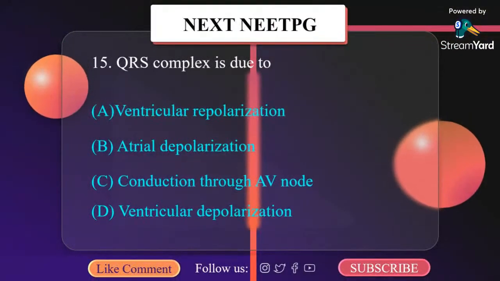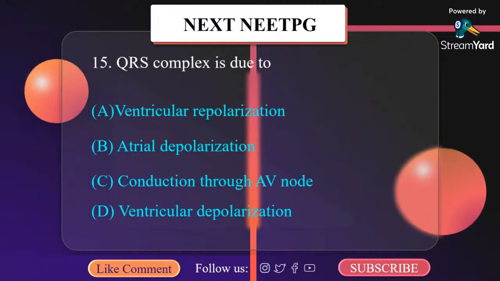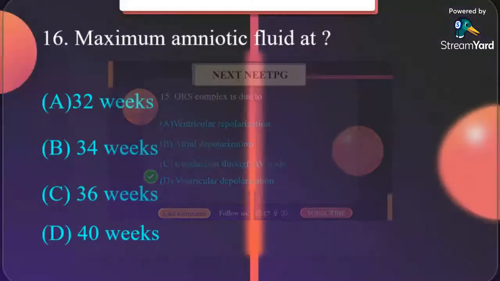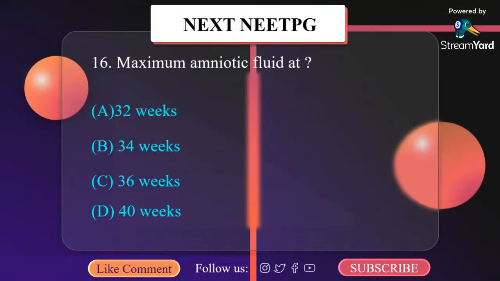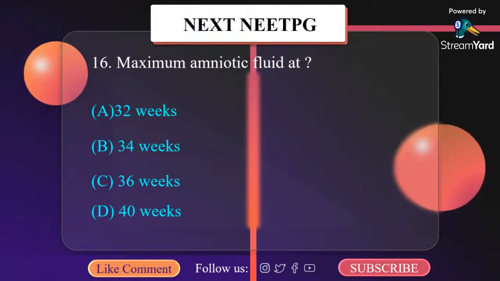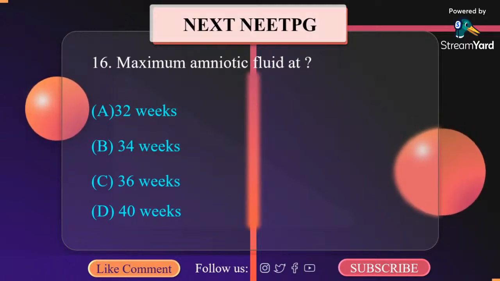QRS complex is due to A. Ventricular repolarization, B. Atrial depolarization, C. Conduction through AV node, D. Ventricular depolarization. It is ventricular depolarization. Maximum amniotic fluid at A. 32 weeks, B. 34 weeks, C. 36 weeks, and D. 40 weeks. Well, the correct answer is maximum amniotic fluid is seen at 36 weeks. That is C.